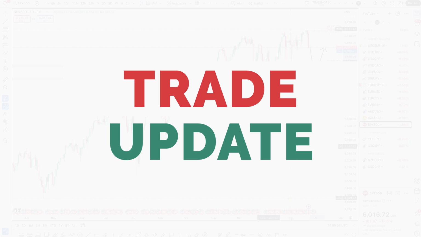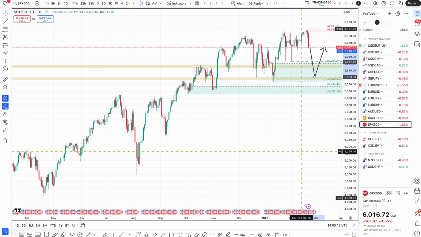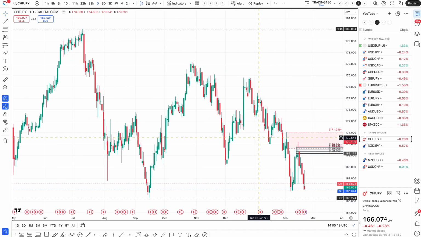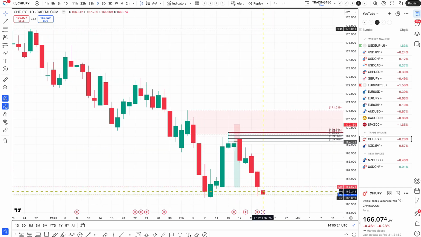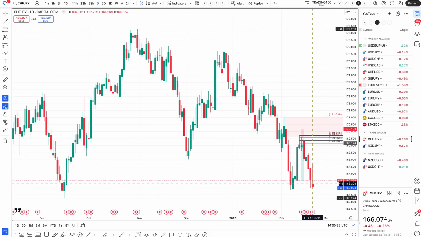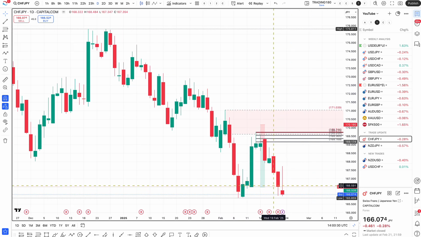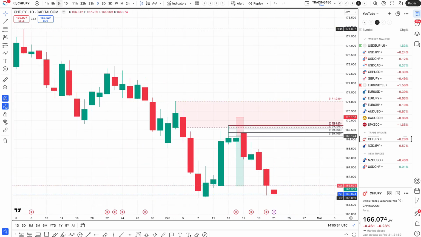So getting into the trade updates now. So that brings us to the end of the analysis, but getting into the trade updates. So Swiss yen from last week, this was a nice trade, ended up taking profits really down at these lows. I was planning on kind of holding the trade for a bit longer, but decided to take profits. So overall, this was a profitable trade.